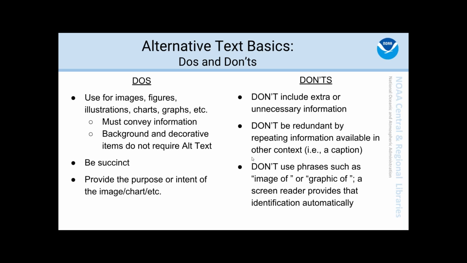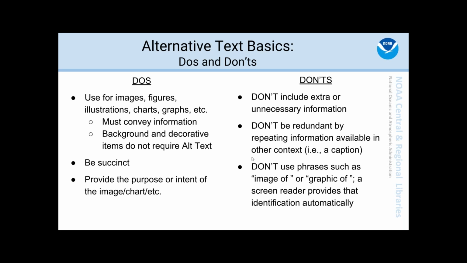The items must convey some sort of information, whether it's just a visual or, in the case of graphs and charts, the data that's being represented. If your image is just there for background, if it's decorative, so a lot of the documents that NOAA produces will just have little lines or decorative borders, things like that, those elements do not require alternative text. But if your item conveys some sort of information, it will require alternative text.